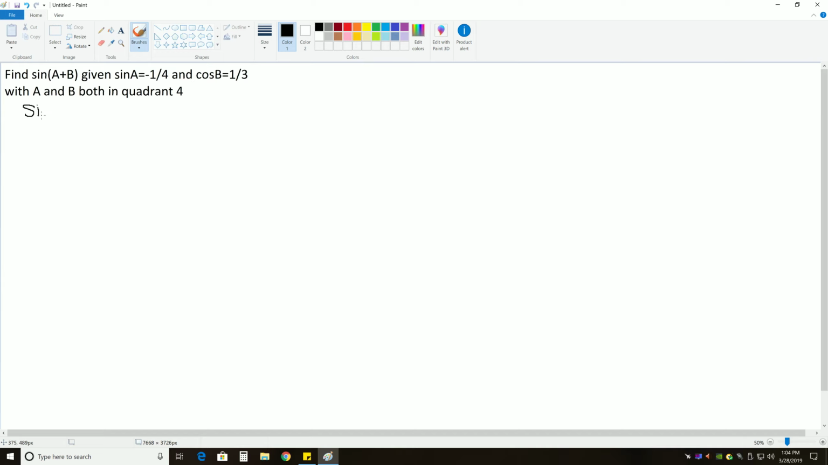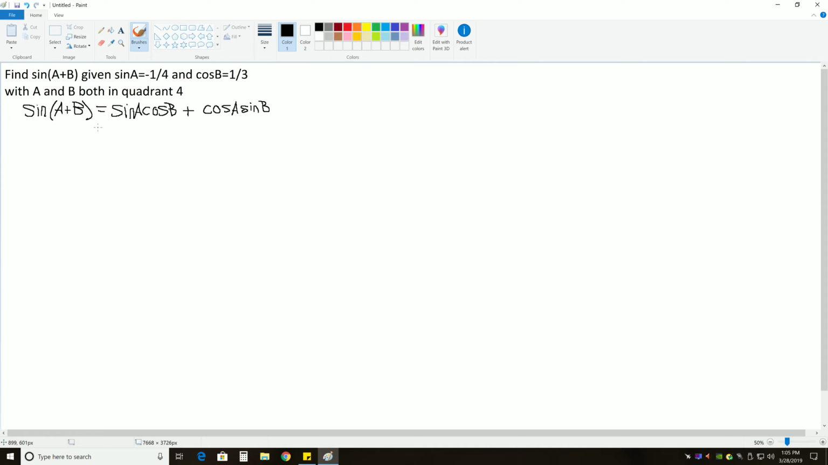In this case, sine of a plus b has an identity that's equal to sine of a times cosine of b, plus cosine a times sine of b. Now that we have those, we know that we are looking for cosine A and sine of B, since we were already given sine of A and cosine of B.